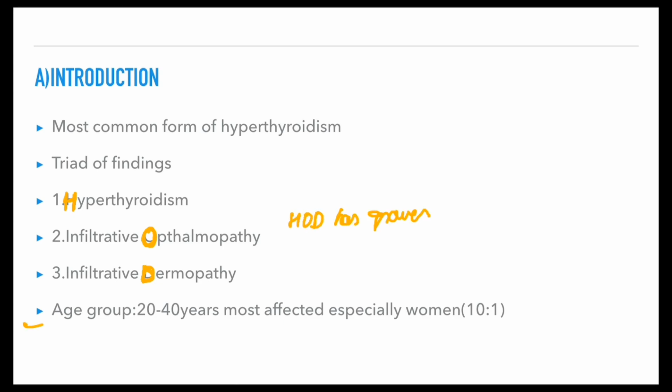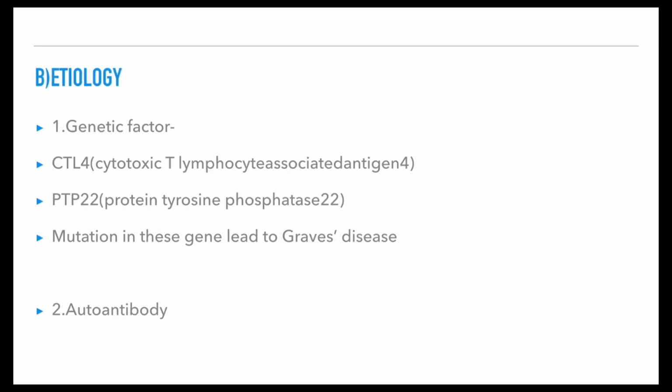So the most commonly affected age group is between 20 to 40 years of age, and women are more affected than men. Ten females pay one male, something like this ratio. Now, the etiology or cause of Graves' disease. There may be basically two causes. First is genetic cause, and second is autoimmune cause. For genetic cause, genes like CTLA-4, cytotoxic T lymphocyte associated antigen 4, or PTPN22 gene, that is protein tyrosine phosphatase 22 gene. If mutation occurs in these genes, this will lead to Graves' disease.